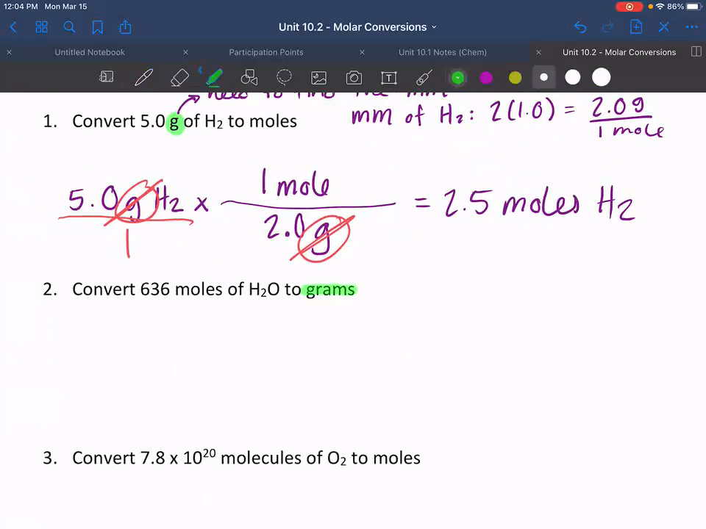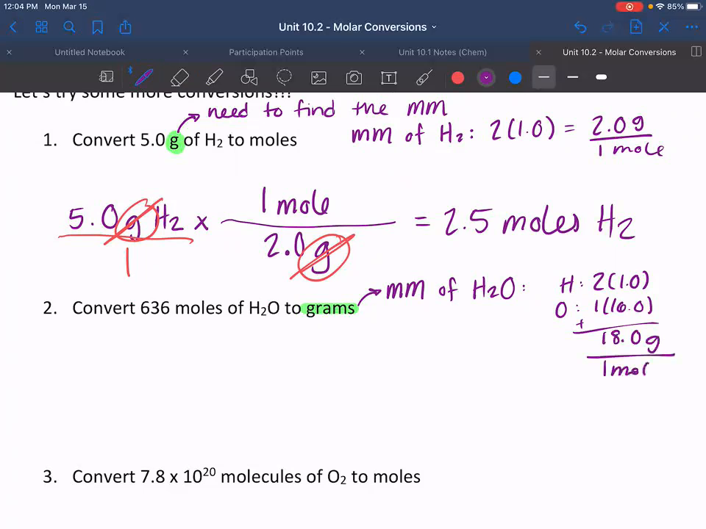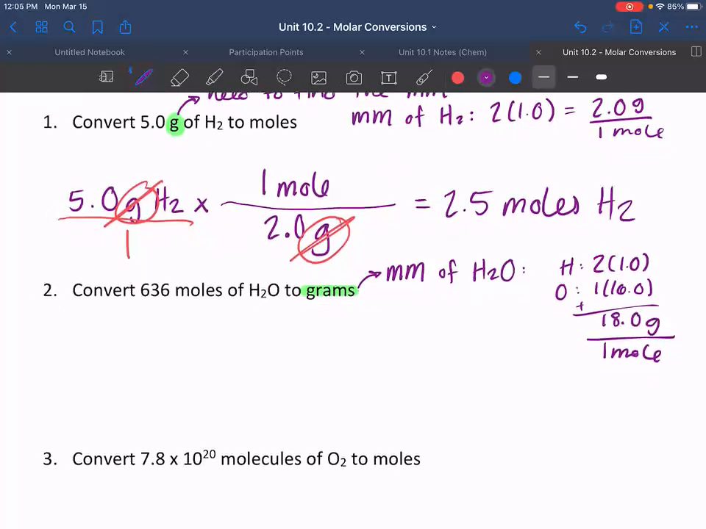we have grams again. So what are we going to have to calculate? What does grams mean we have to find? Molar mass. So we're finding the molar mass of water. If we do that, we have 2 hydrogens, 1 oxygen. We add those together, we get 18.0 grams per 1 mole. Now, we'll have to use that, but we're going to start with what we know. Well, we know we have 636 moles of H2O.